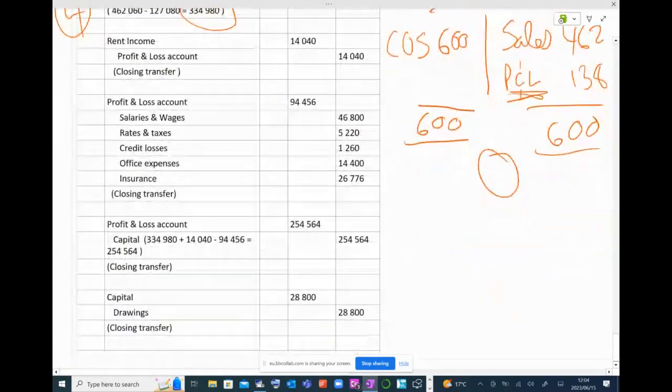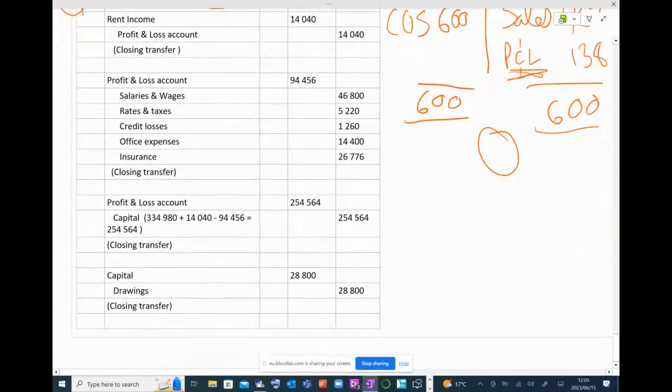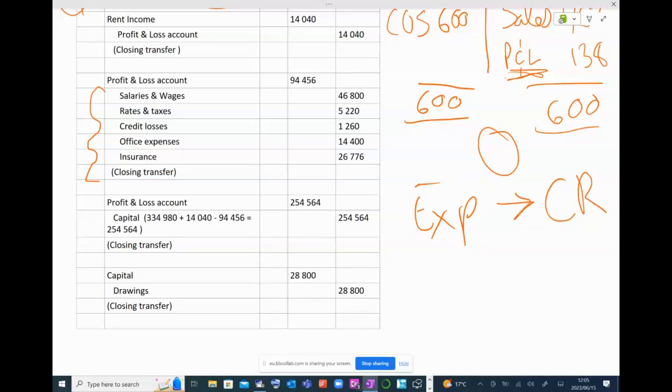Okay, we're finishing. They only asked us to do the general journal, so this is literally it. So that was step number 4, closing off the trading account to the profit and loss. Now we're closing off the nominal account section. Okay? So here you can see these are all your expenses. And we know expenses, in order to close them off, we need to credit.